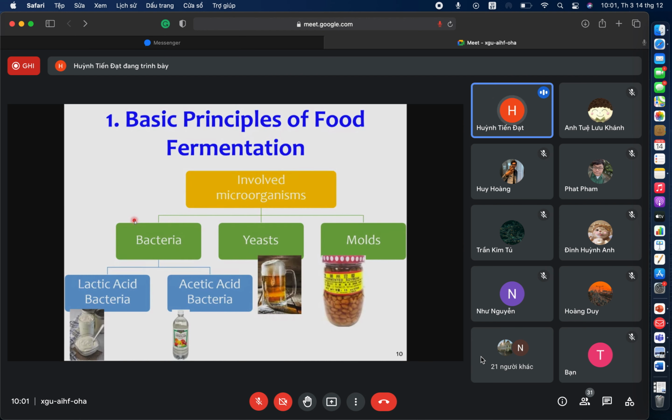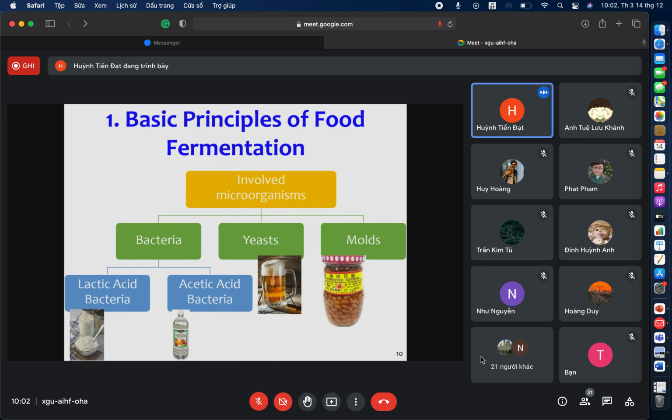So the involvement of microorganisms: for example, lactic acid bacteria are involved in yogurt. Acetobacter, or acetic acid bacteria, are involved in making vinegar. And the yeast is involved in making alcohol-containing products, beer and some wine, even some very high-value wine. For example, in France they have a lot of famous wine.